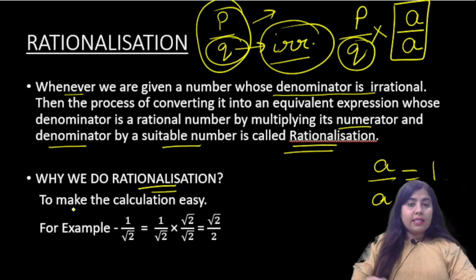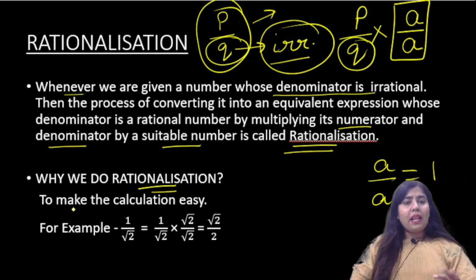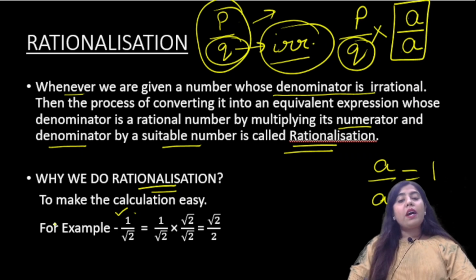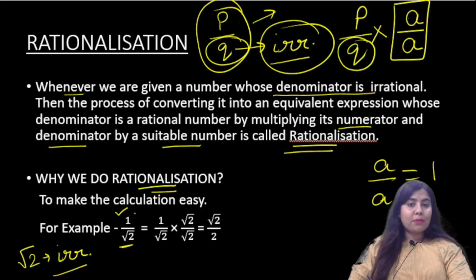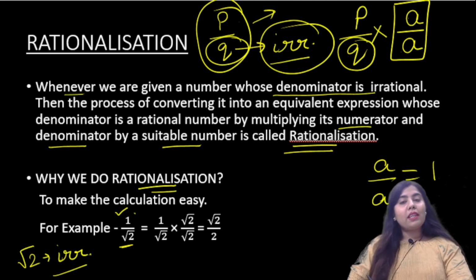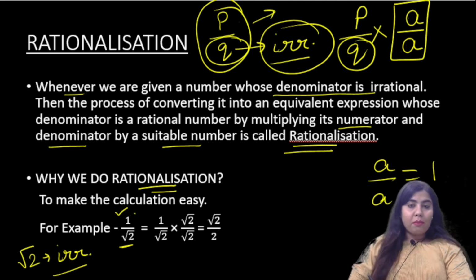Now how can we do rationalization? See, there is one example. This is a very simple and very common example. We have the number 1 by root 2. See, 1 by root 2 is in p by q form. Here the denominator is root 2 and we all know that root 2 is irrational. So we have to do rationalization. And how can we do rationalization? We just have to convert it into the equivalent expression by multiplying the numerator and denominator by a suitable number.